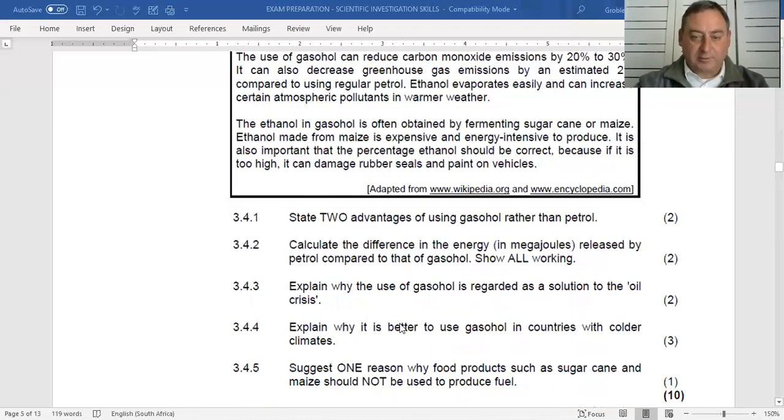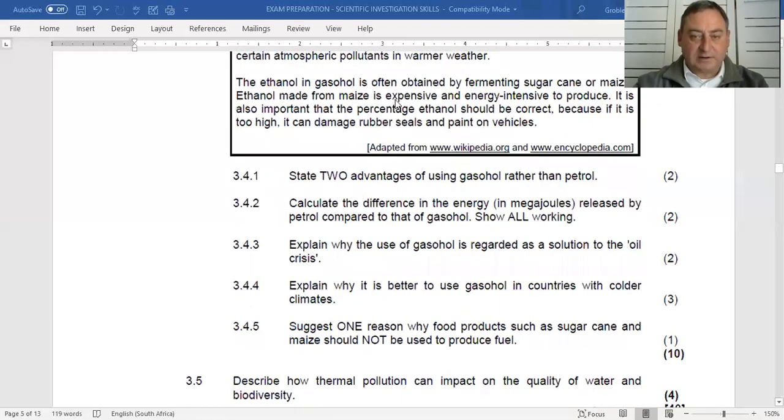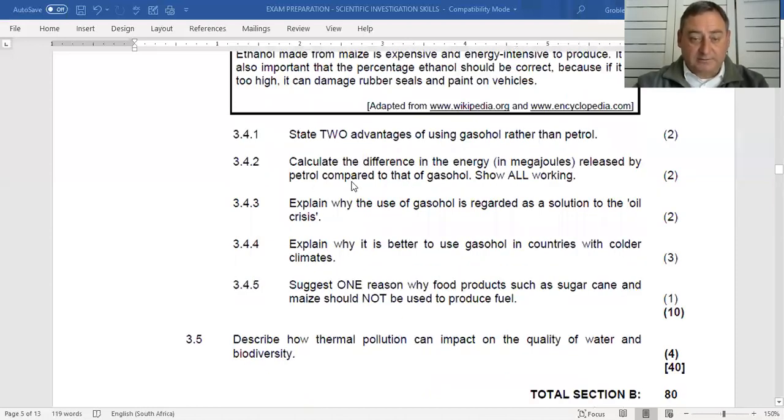So here more theory questions are asked. You see how they combine the theory with the skills. So I wanted to highlight here the difference.